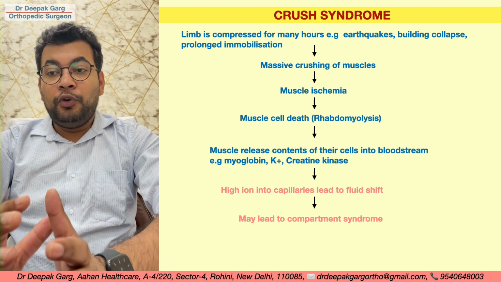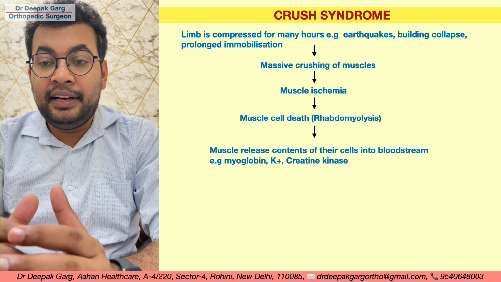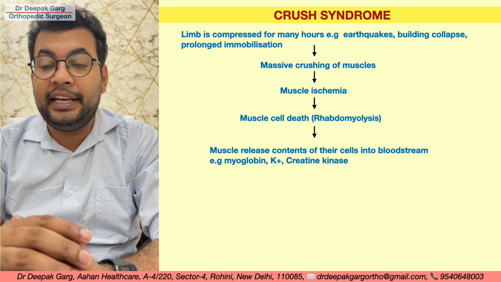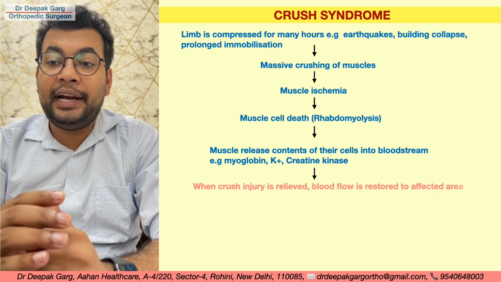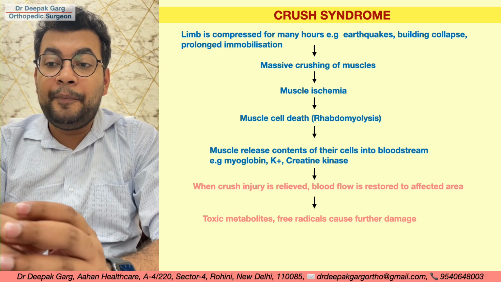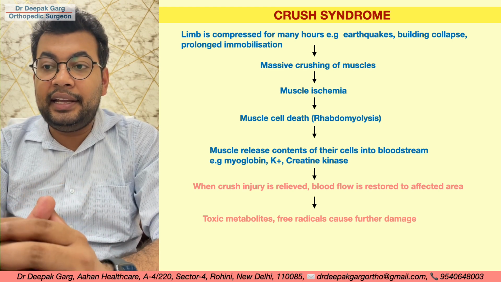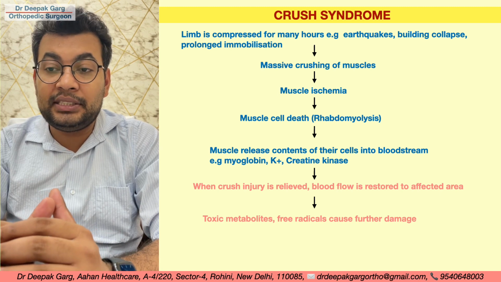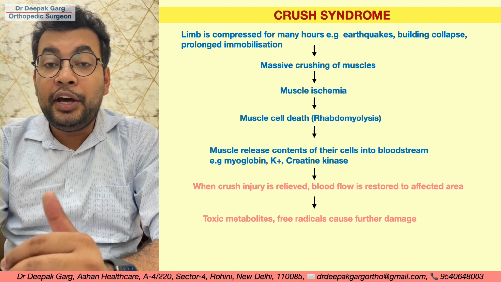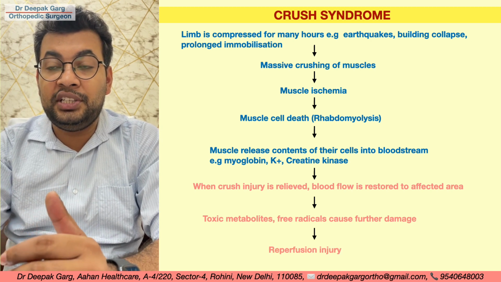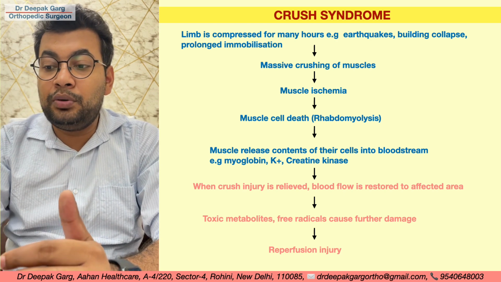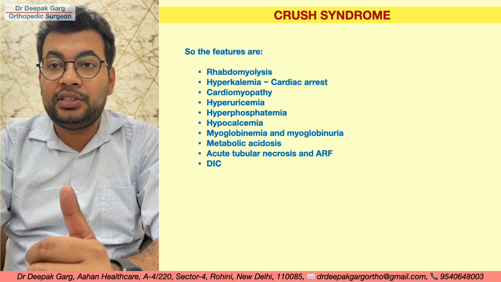If we relieve the Crush injury, the blood flow is restored to the affected area. So the toxic metabolites, for example free radicals and other toxic metabolites, will collect in the area, go into the bloodstream and cause further damage. This is called reperfusion injury. So reperfusion injury is also seen in Crush syndrome. So this was about the pathophysiology of Crush syndrome.